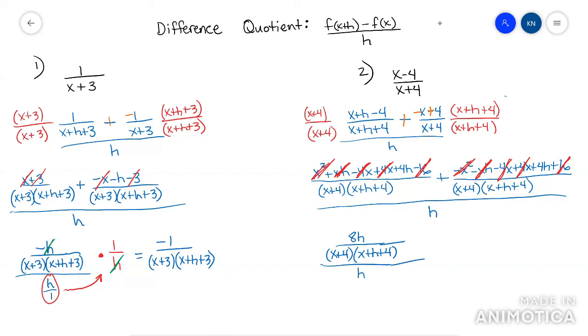And then it's all over h. Now this is the part where I change it to be h over 1, and I flip it and multiply. And so now I can cancel the h's and write my answer. My answer here would be 8 over the common denominator. All right, so that is how I would do those. Hope this video helped you get a better understanding of a rational difference quotient. They can be kind of tricky.